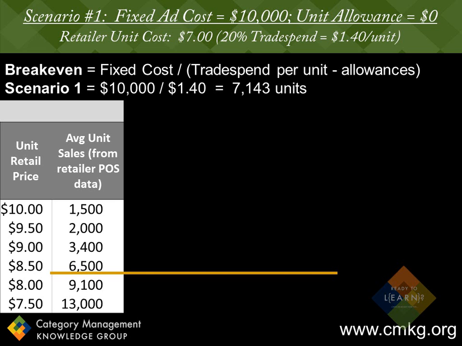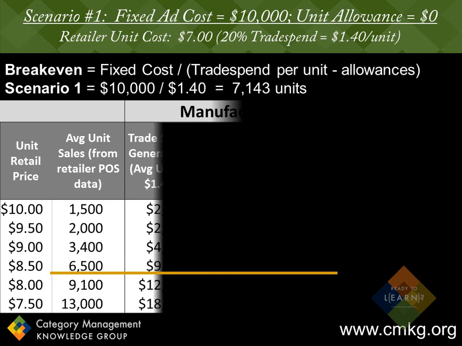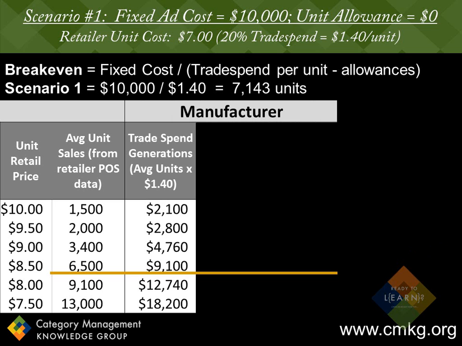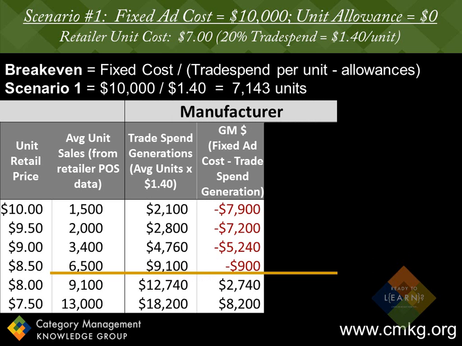Now, let's look at the profit results for the manufacturer at the different price points. The trade spend generations are the average number of units multiplied by $1.40, which is the trade spend generations per unit. Total profit for the manufacturer is calculated as the fixed ad cost of $10,000 minus the trade spend generation.